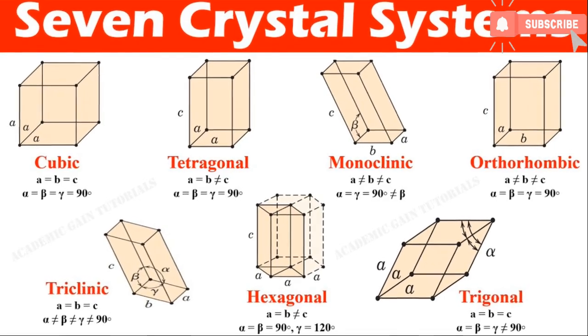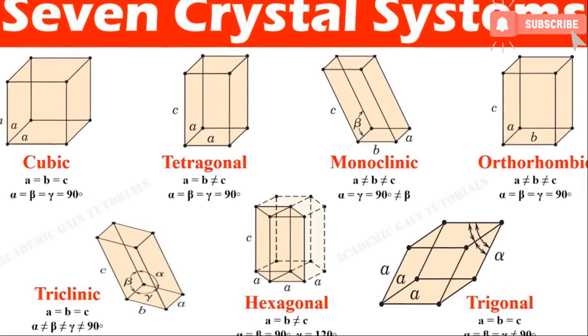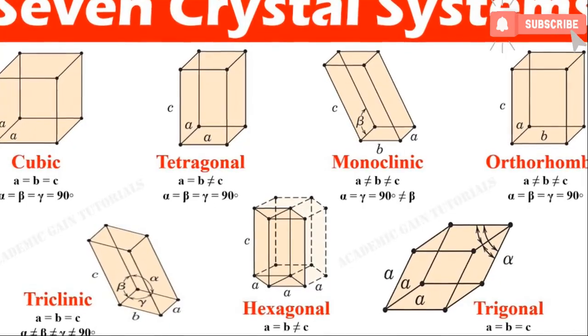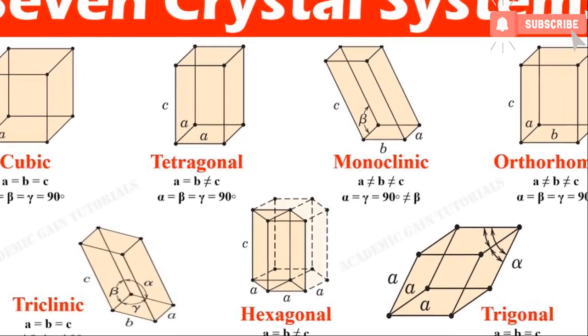For example, halite forms cubes. Its unit cell is cubic. Quartz forms hexagonal prisms, because it has a hexagonal structure.